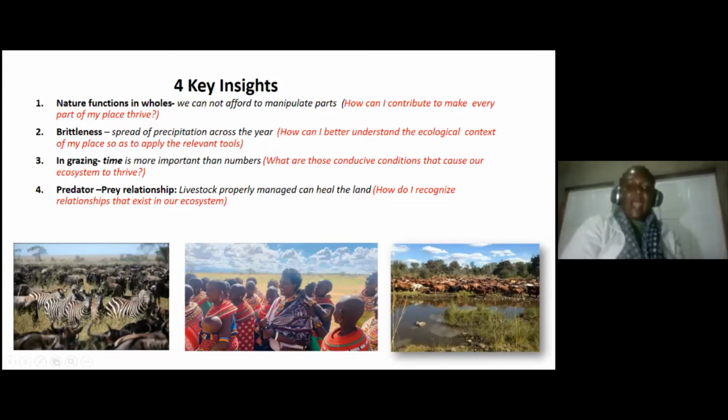Here I have these pictures that are very symbolic of what we manage for, which is the wildlife and other living things that do not talk for themselves, and then our livestock, which is our interest and wealth, water bodies, and how we relate. That was me in Samburu land after some trainings, and it was time for celebrations. And then the brittleness scale, which talks about the spread of precipitation across the year. If you understand your ecological context, you will know what tools to apply. Some areas are drier and more brittle than others, and therefore the tools differ.